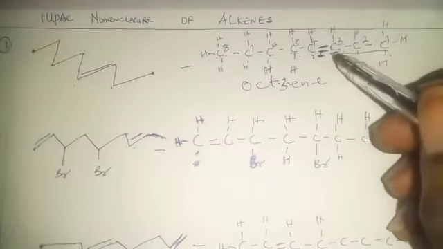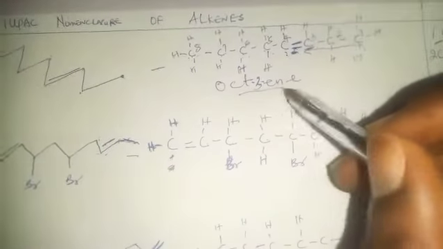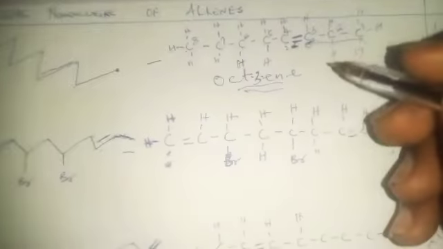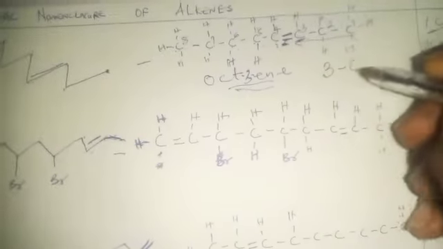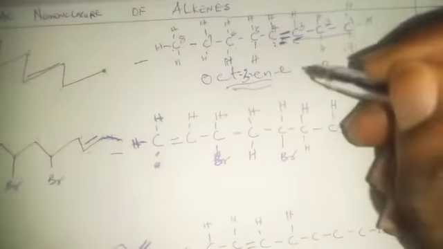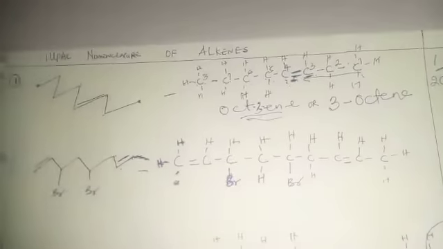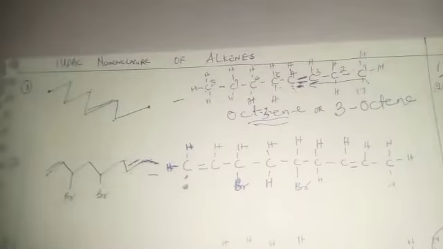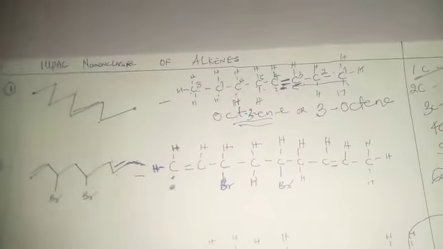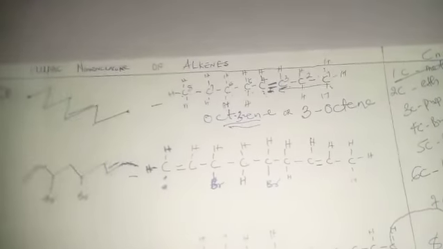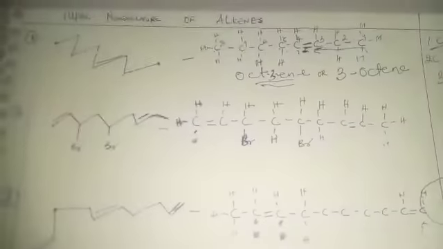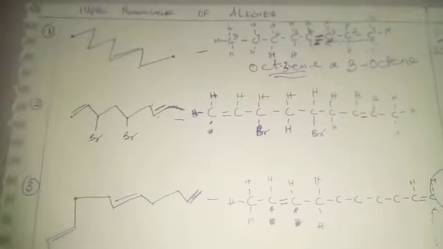We are counting from here. So this is oct-3-ene, or you can call it 3-octene. Any of the above is correct. Oct-3-ene or 3-octene. Wow, it's just simple. It's not that hard. Okay, so we're done with that. Let's move over to the second one.